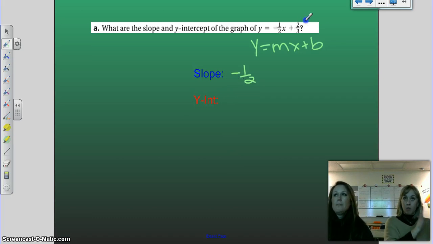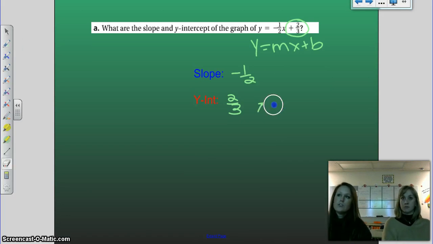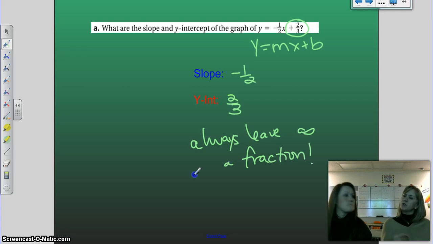Then our y-intercept is 2/3, and it's positive this time. So that's easy. There's no math involved. Now I will say with the slope, don't change that to -0.5. Leave it as -1/2. And don't change this. Let's just say always leave as a fraction. Write that in so then you know. Always leave as a fraction. We said it twice though.